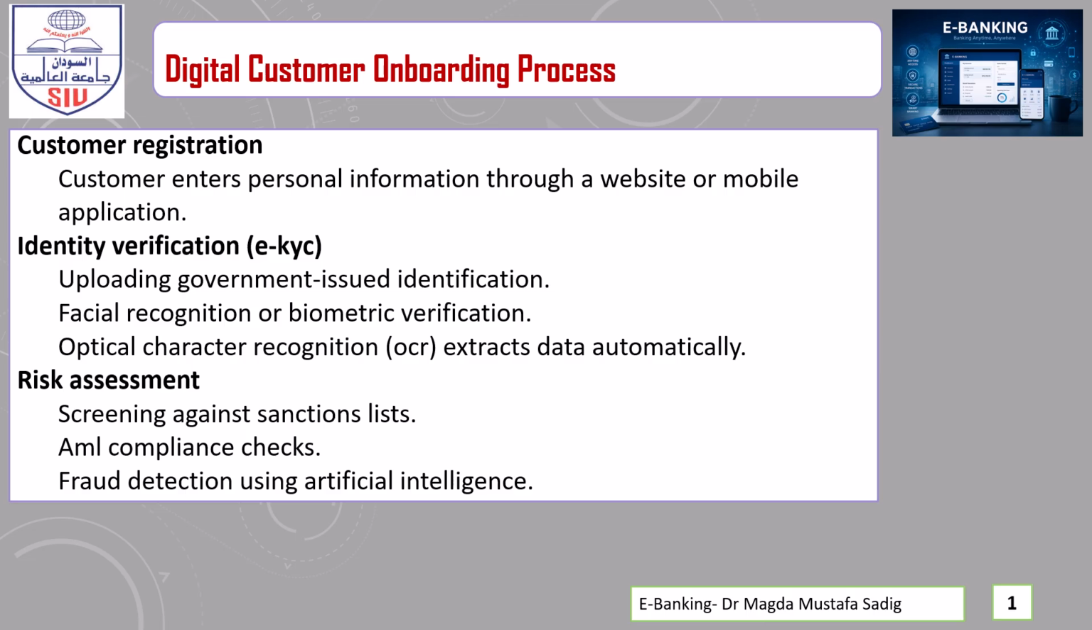The third step is risk assessment. Automated background engines query government watch lists, politically exposed persons, PEP, databases, and anti-money laundering, AML, registers to identify potential regulatory or fraud risk instantly.